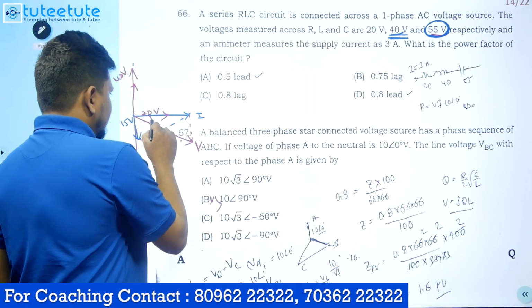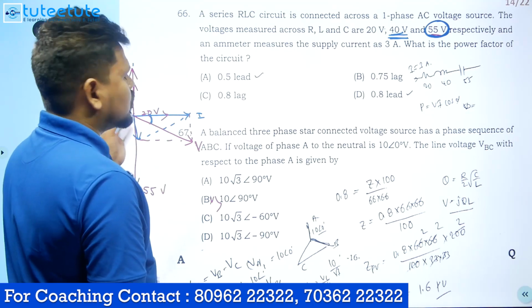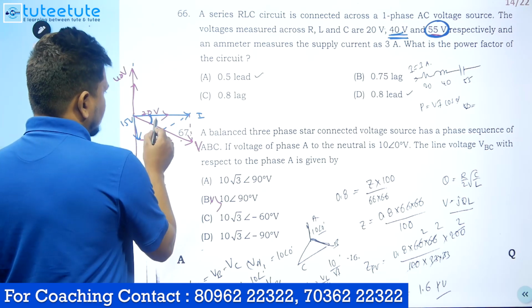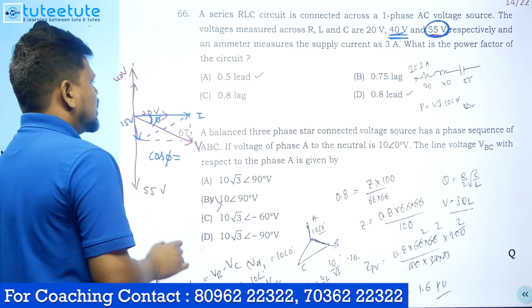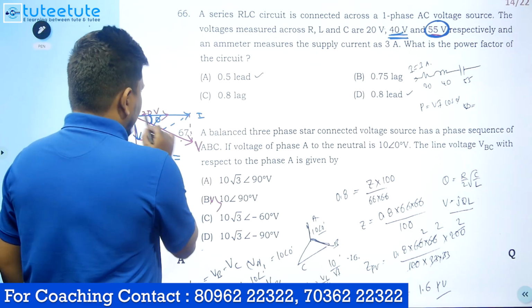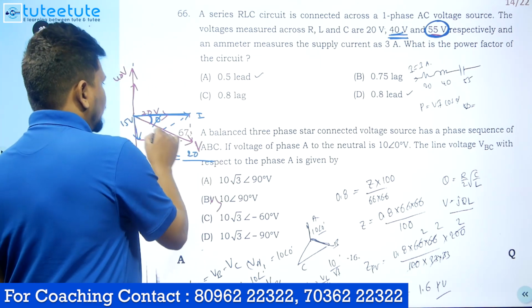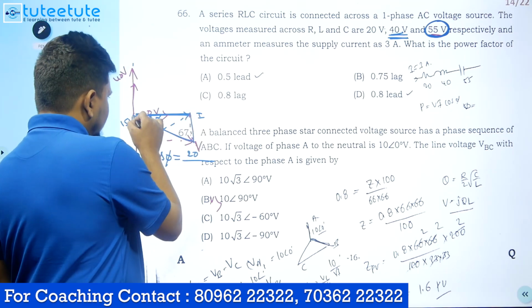So what is this angle? That angle only we have to consider to calculate the power factor. Directly, power factor is nothing but, if this is phi, cos phi is the power factor. What is cos phi? Cos phi is nothing but adjacent divided by hypotenuse. Adjacent value is 20 divided by the hypotenuse value. What is the hypotenuse value? 20 square plus 15 square.